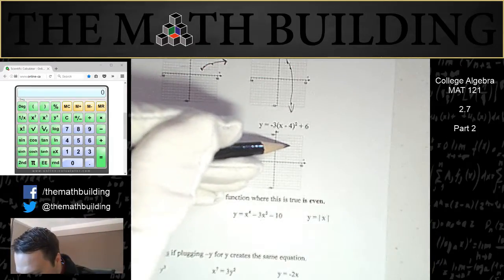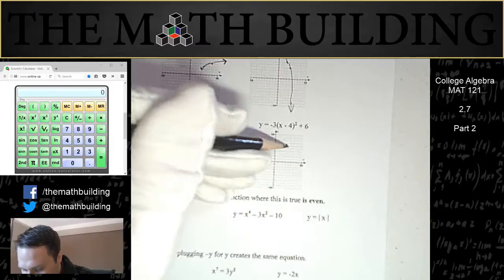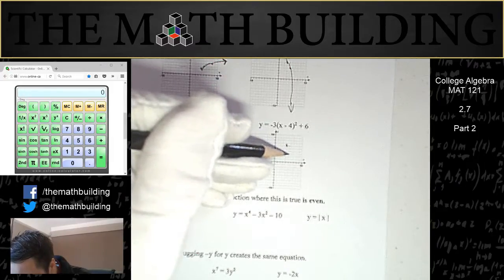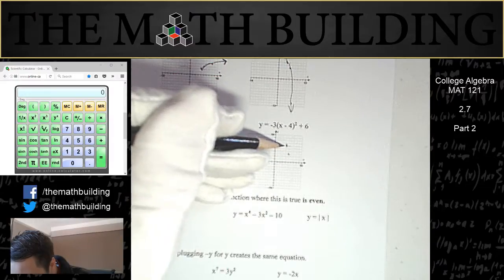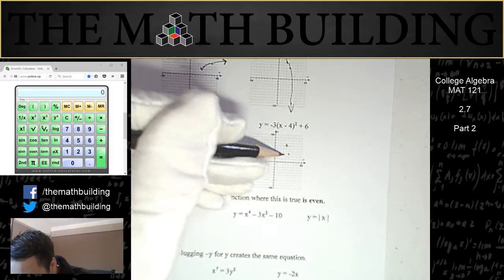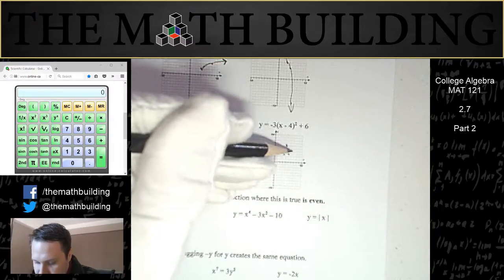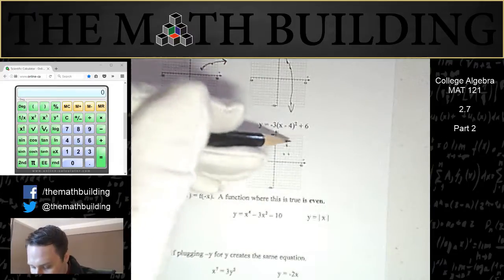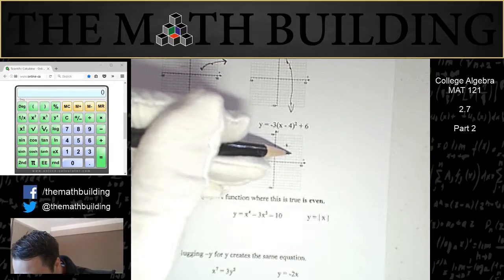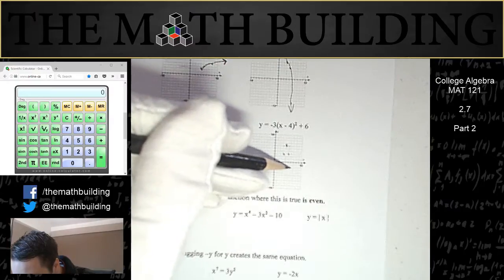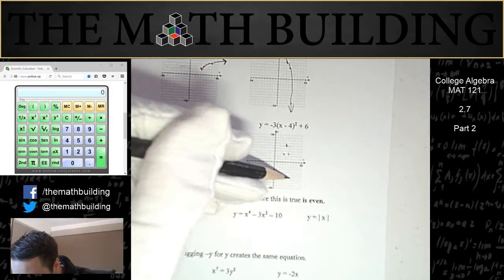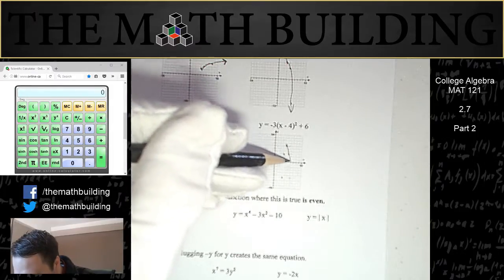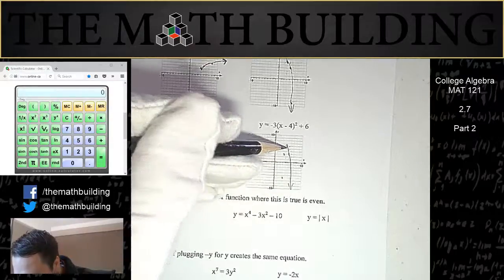So normally we would go over 1, down 1, but instead we times it by 3. So it's over 1, down 3. So over 1, 1, 2, 3. Over 1, down 3. Normally we'd go over 2, down 4, but now we're going to go over 2, down 12, because 4 times 3 is 12. So 1, 2, 1, 2, 3, 4, 5, 6, 7, 8, 9, 10, 11, 12. Same here. So there's your parabola that's opening down, that's very skinny.